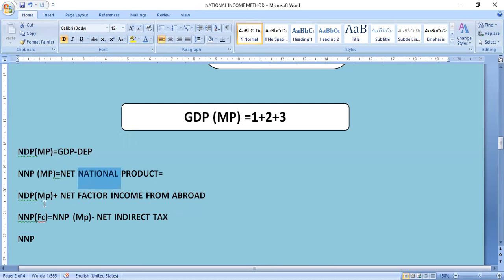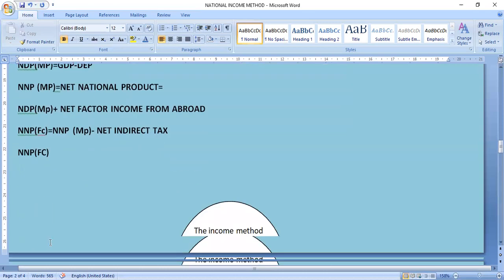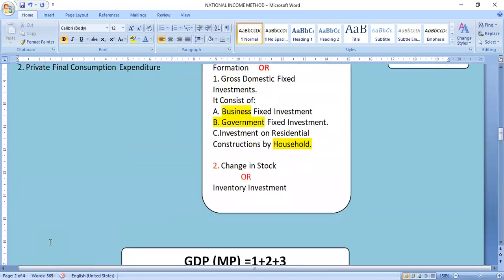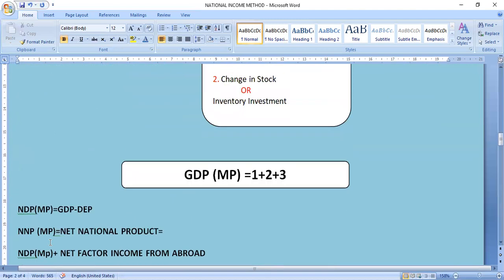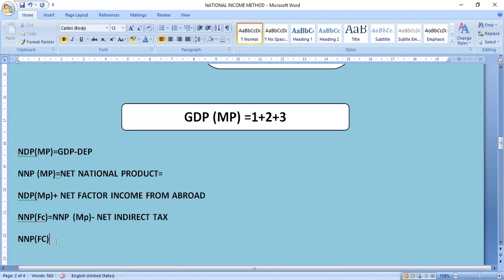NNP was given on MP, but how to calculate the NNP on FC basis? NNP FC is net national product MP minus net indirect tax. This is the main target of national income. When we say national income, we always consider NNP FC.